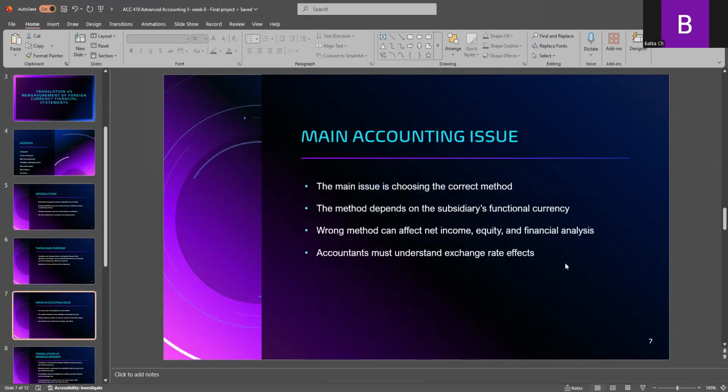The main accounting issue is that it's hard to choose between these methods. It's hard to choose the correct method because it depends on the subsidiary's functional currency. If the wrong method is used, it can affect the reported net income, equity, and financial statement analysis. So accountants must understand exchange rate effects.